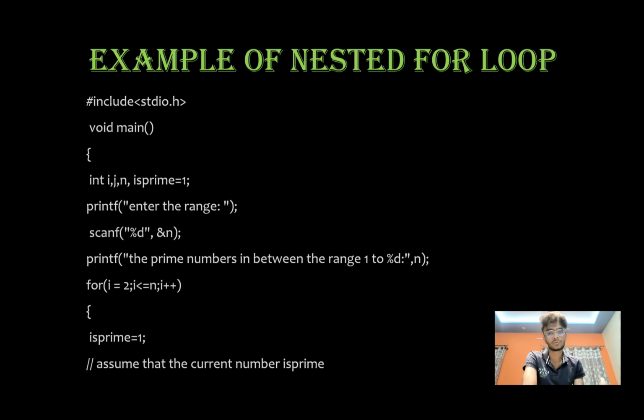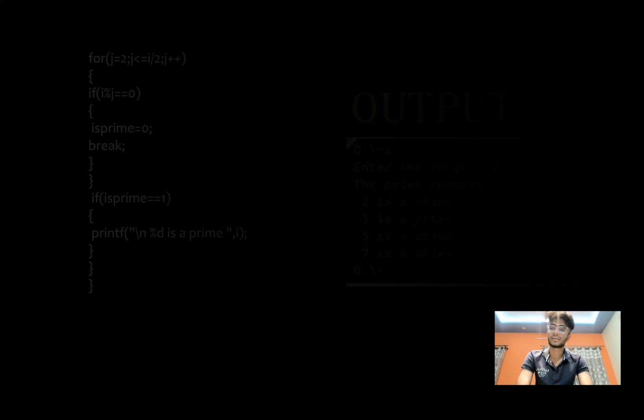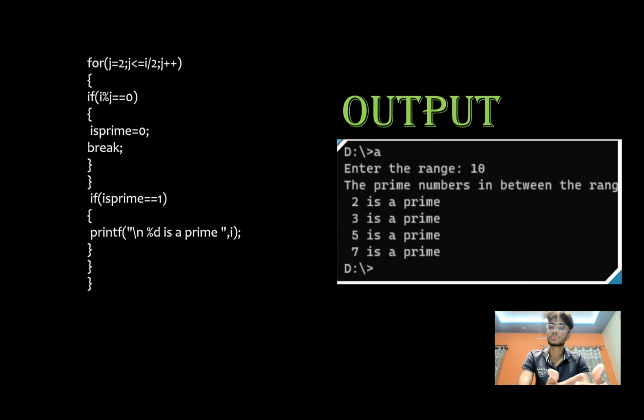It states for i = 2, i <= n, which is 10. So 2 is less than or equal to 10, which is true. As the condition is true, we can execute the outer loop where we have the first statement isprime = 1. So we take the value of isprime = 1, and we come to the inner loop statements where j = 2 and j <= i/2.